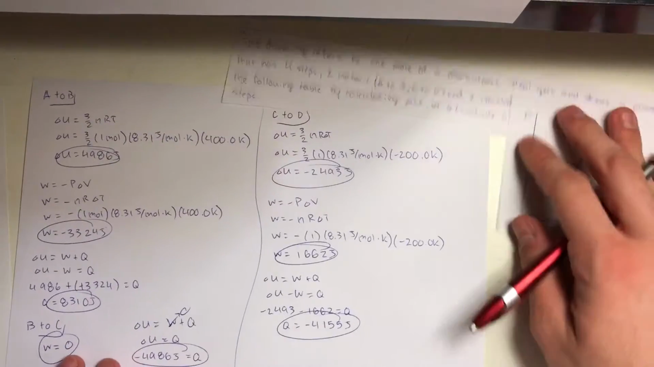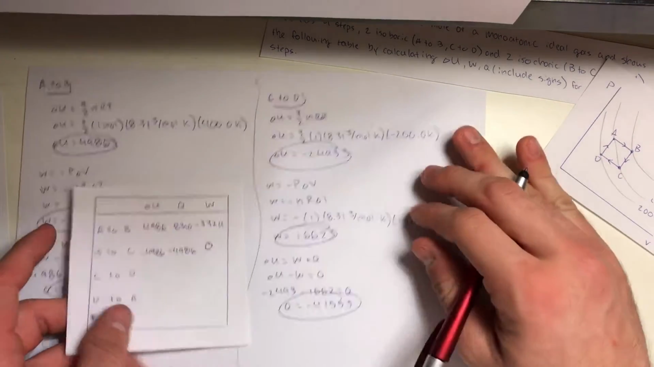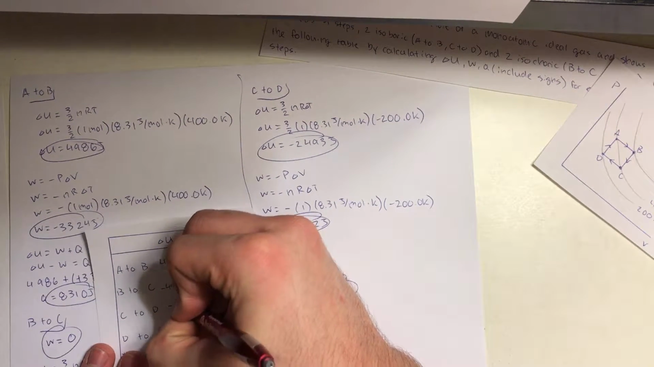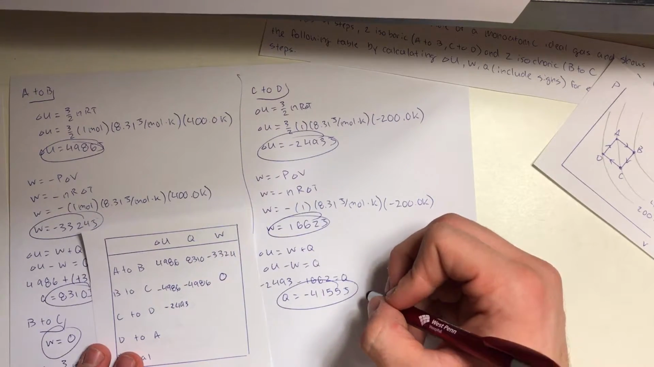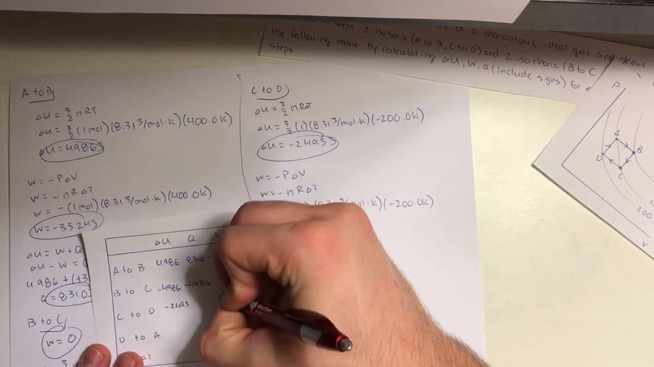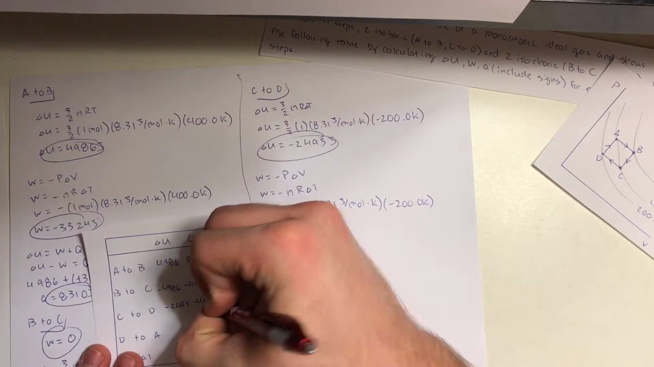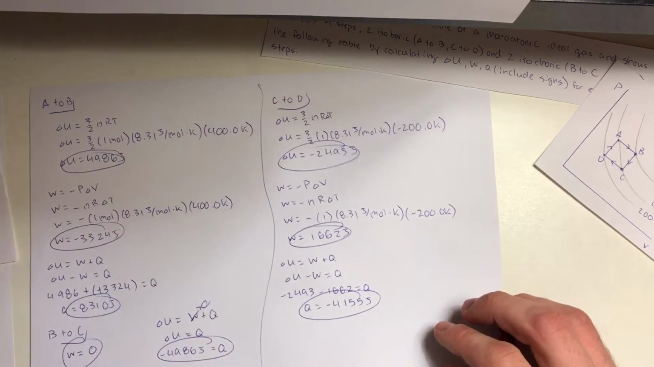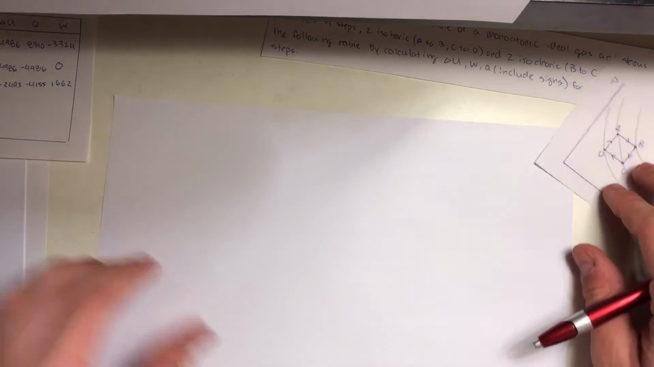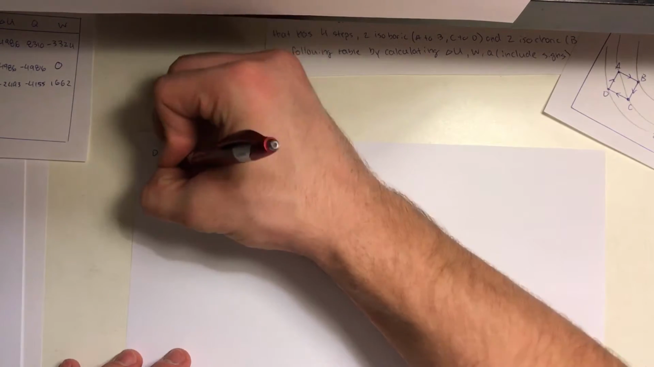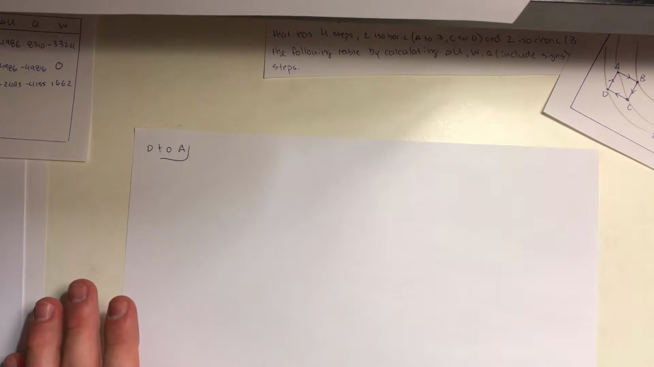Cool. So we got one more. Ran out of space on this paper. I'll add these guys to the table. All important table. Negative 2493. Work is 1662. Negative 4155. Another piece of paper. So now two more to go. We'll go D back to A.